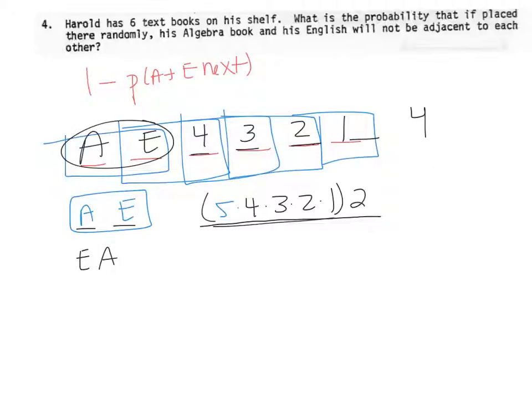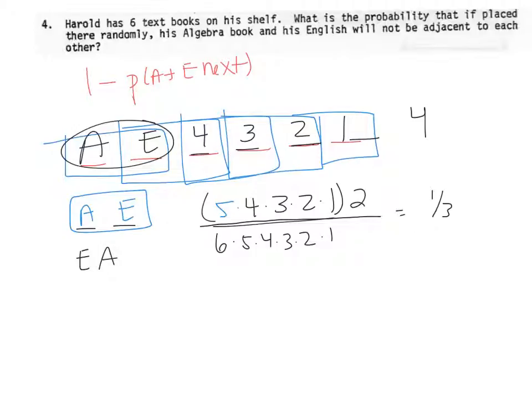I need to divide that by all of the possible combinations. So there's 6 options for the first book, 5 for the second, 4 for the third, etc. Now, this simplifies to be 1/3.